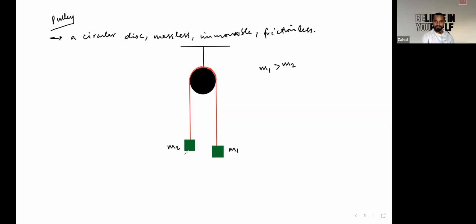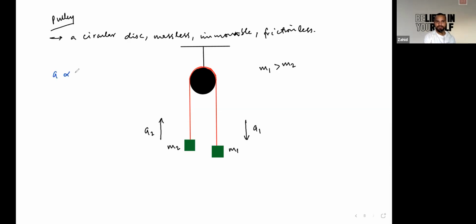Then this M1 will pull M2 along its own direction. So it will move along the downward direction and M2 will move along the upward direction. I have assumed this acceleration to be A1 and this acceleration to be A2. First of all, you have to define whether the accelerations of these two blocks having different masses are equal or not. For this, just use one concept.